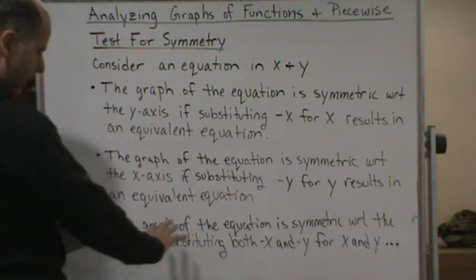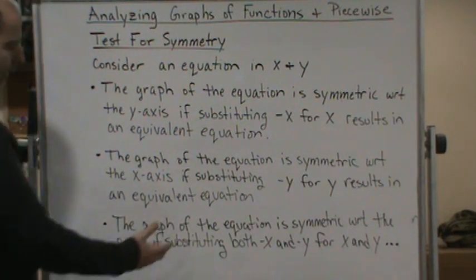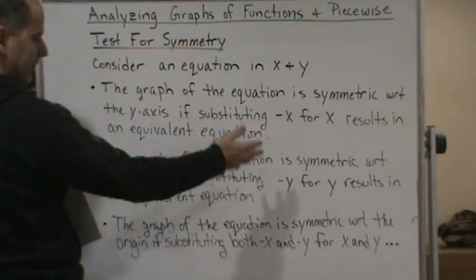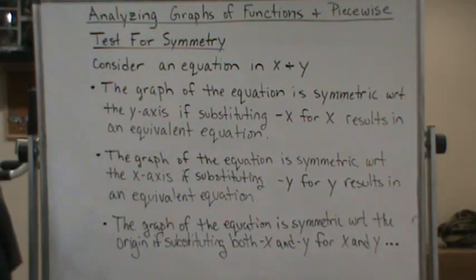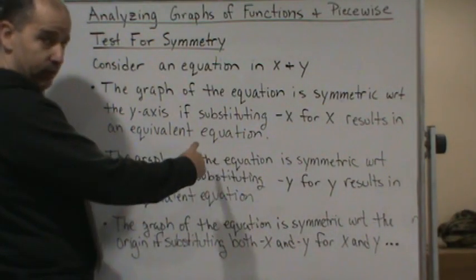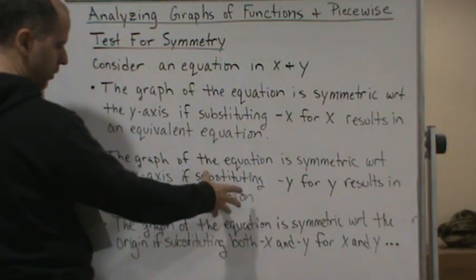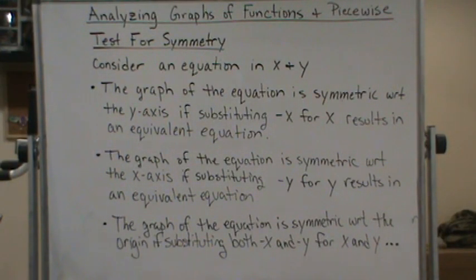And then finally, being symmetric with respect to the origin means that if I rotate the graph 180 degrees about the origin, right? So if I rotate it 180 degrees with respect to the origin and I get the exact same graph back, then we know that that graph is symmetric with respect to the origin.